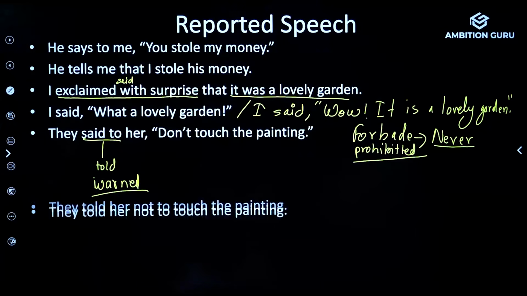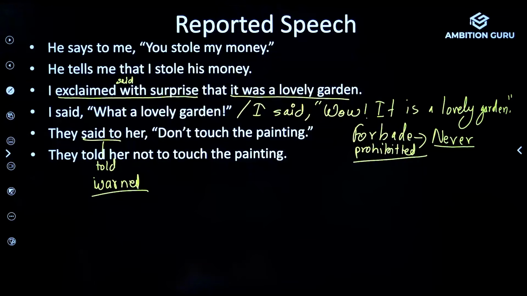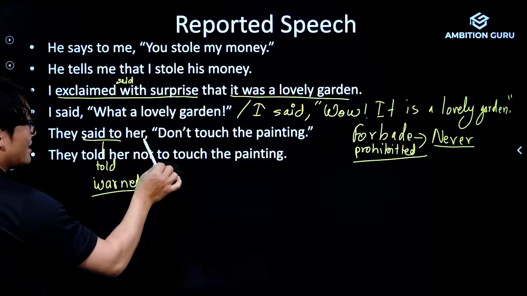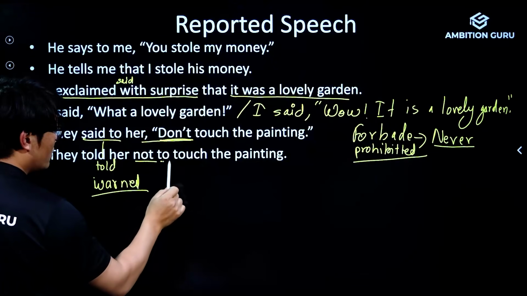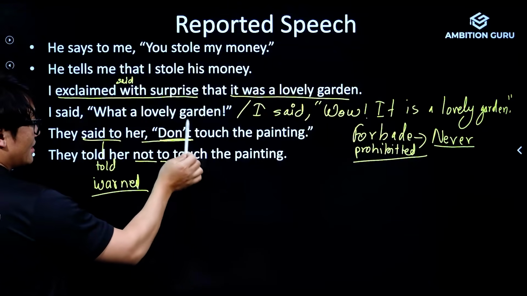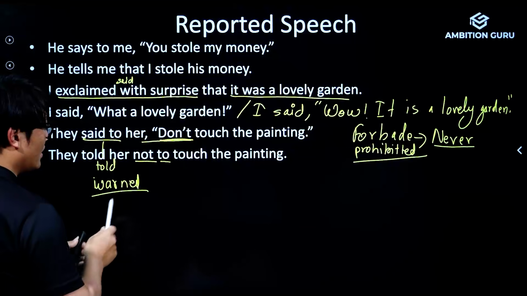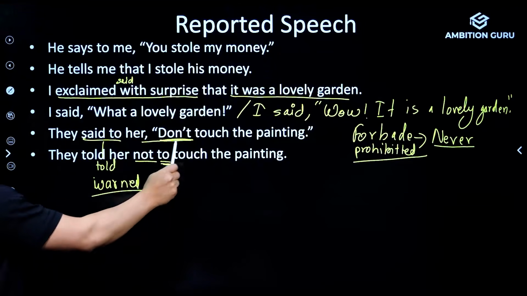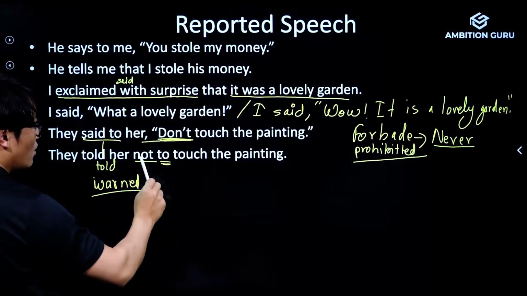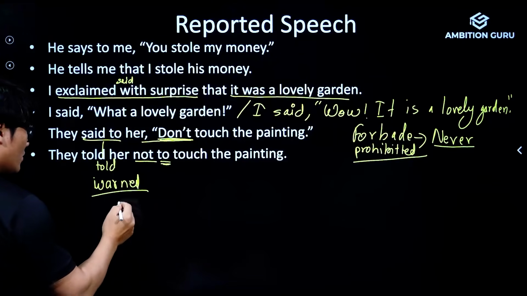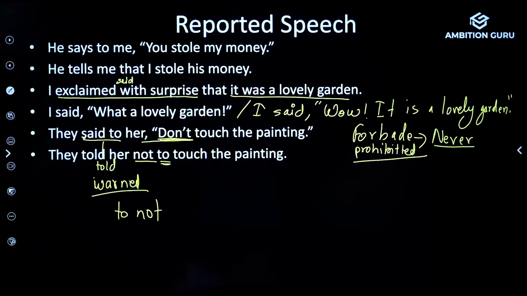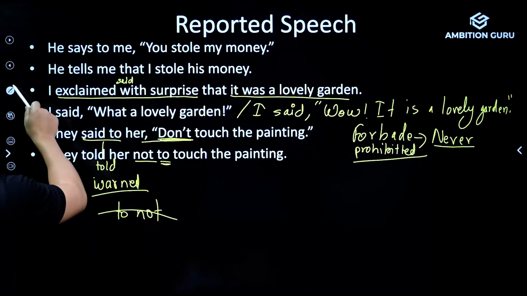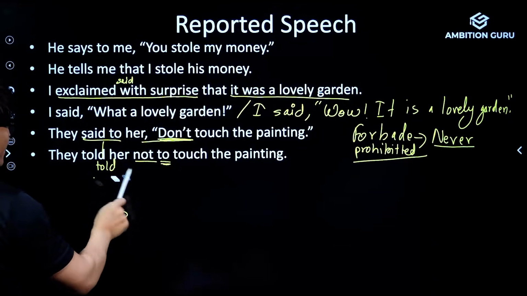What's its answer? They told her not to touch the painting, because this is an imperative sentence, and when the imperative sentence is negative, then we write not to here. But if the imperative sentence is positive, like touch the painting, it becomes to. So, don't touch the painting becomes not to touch the painting. Most of the students write to not touch. So don't write to not, it will be wrong. So not to touch the painting. Clear?